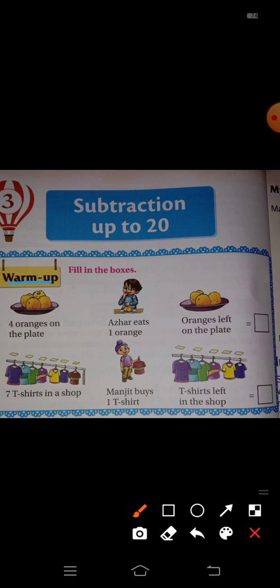Yes. First one. See here, picture. 4 oranges on the plate. How many oranges are there? Here 4 oranges. So next, see here second picture. Azhar eats 1 orange. Yes, totally 4 oranges are there. In that, 1 orange Azhar eats. So how many oranges are left on the plate here?